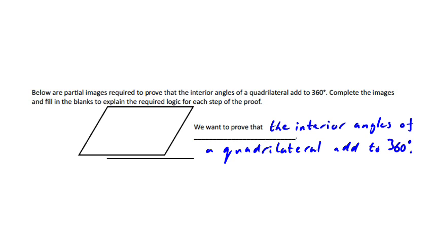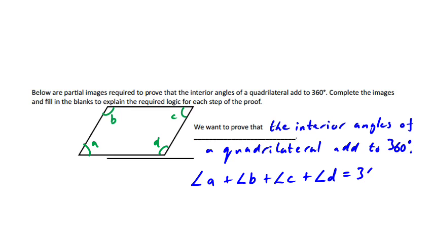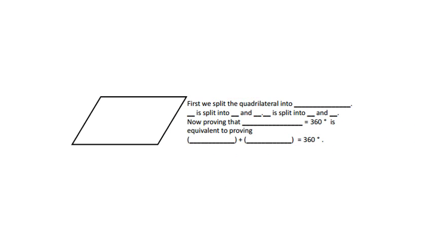Now it's always good in these things to actually label things. So I'm going to call this one A, B, C, and D. So what we're saying is that angle A plus angle B plus angle C plus angle D equals 360 degrees. So there's all our four interior angles, and they're all summing, that's the adding part, to 360 degrees. Well, let's see how we can do that.